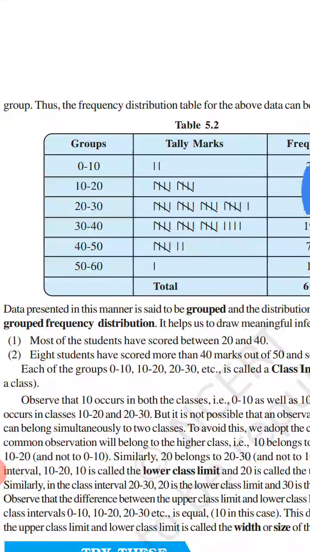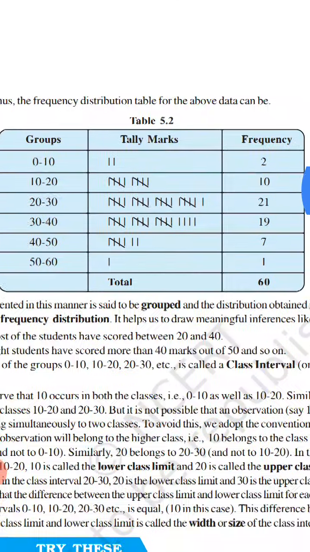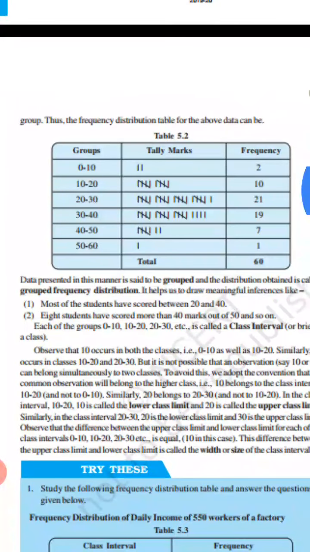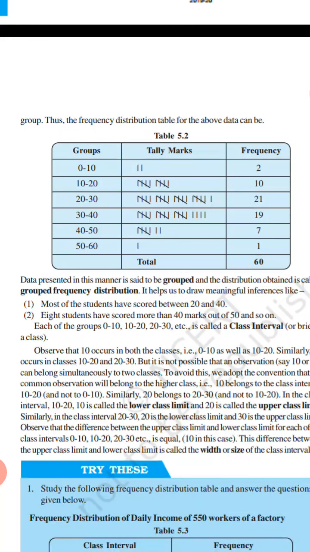Frequency distribution table. Now, what conclusion can you draw from this table? That most of the students have scored between 20 to 40. Means 20 to 30, 21, and 30 to 40, 19. So maximum marks are obtained between 20 to 30. That means the maximum number of students got marks between 20 to 30, and also 19. So this information we have got.